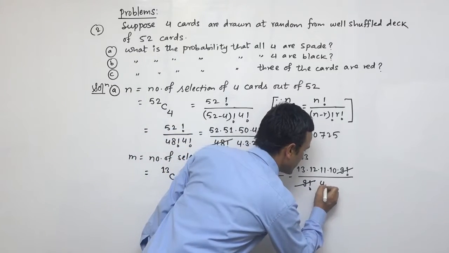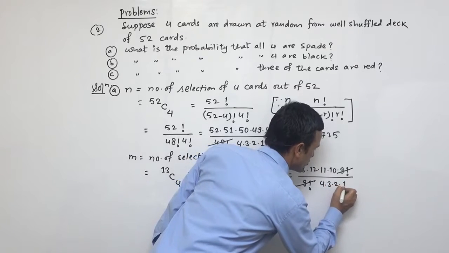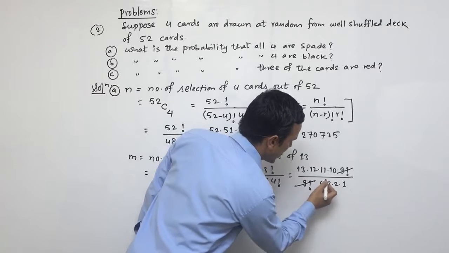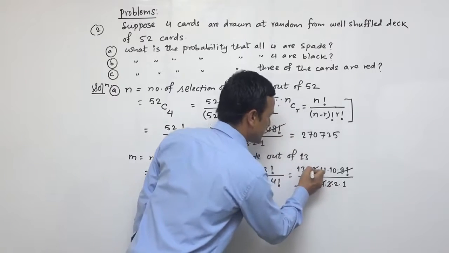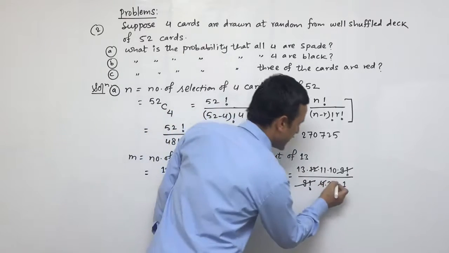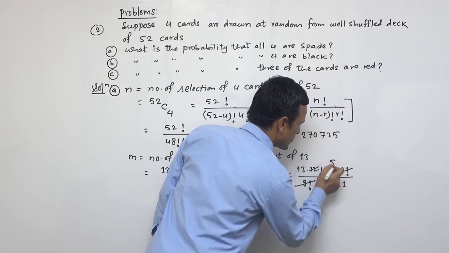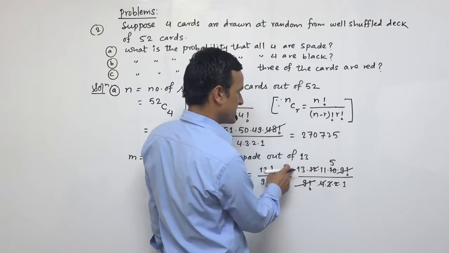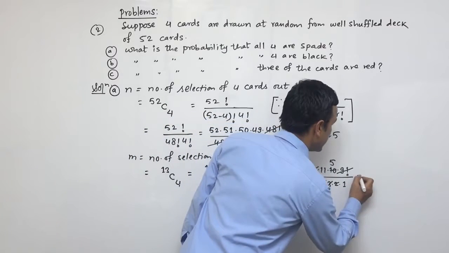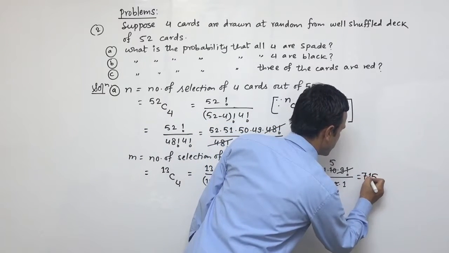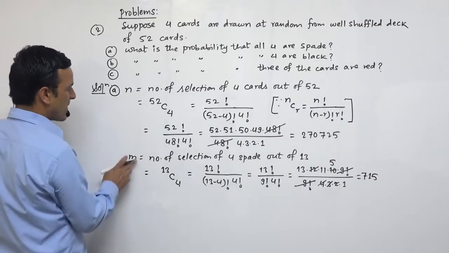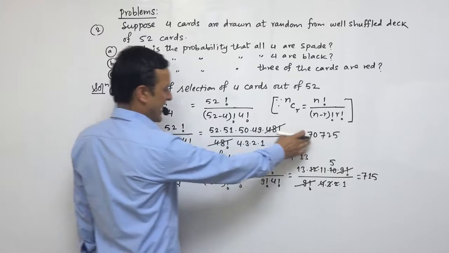And 4 factorial means 4 into 3 into 2 into 1. So when we cancel, we can cancel like this: 4 3s are 12, and this number 12 is cancelled, and 2 and 10 is also cancelled. 2 5s are 10. So when you multiply 5 into 11 into 13, then it will be 715 after using the calculator. So this is the value of m and this is the value of n.